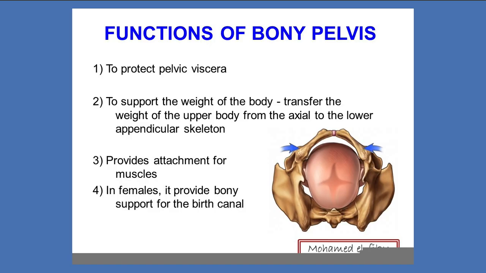This is the function of the bony pelvis. This is a short essay question: what is the function of the bony pelvis? The bony pelvis is formed of two hip bones, sacrum and the coccyx. The details of the hip bones, sacrum and the coccyx are not needed in this lecture.